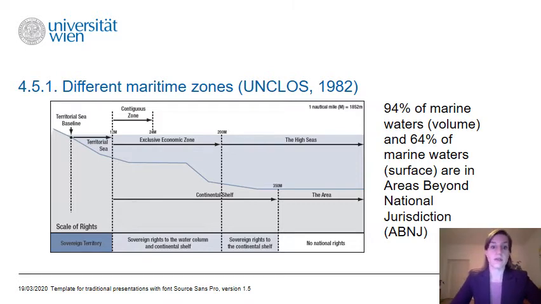As you can also see from this graph below, there are different rights that states have regarding these territories. In the territorial sea, states have sovereign rights. They also have sovereign rights to the water column and continental shelf. This means, and I will explain it in the next slide, that there are different rights regarding the water column and the continental shelf, depending on how long the continental shelf is in the case of a specific coastal state. And then you have the area and the high seas where no national rights are granted to nation states.